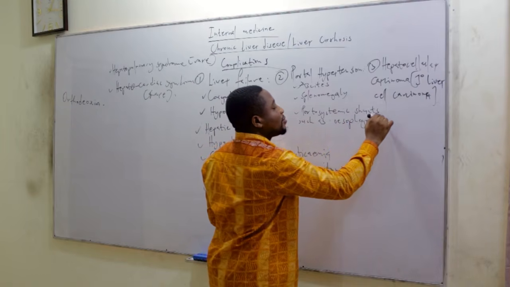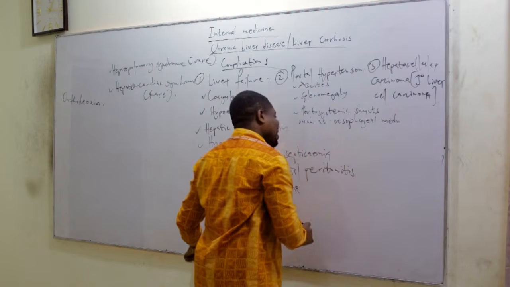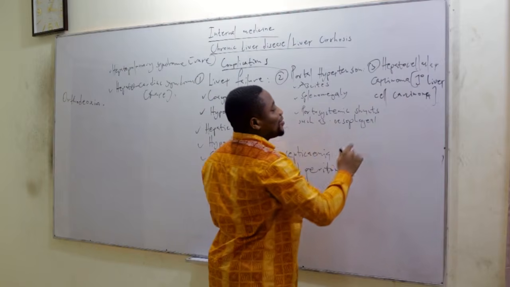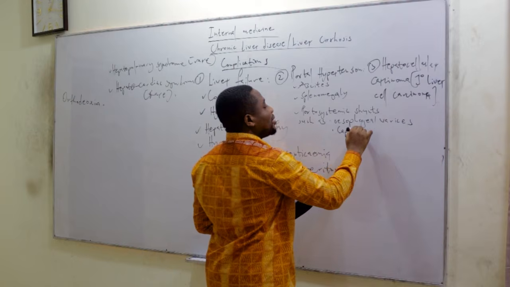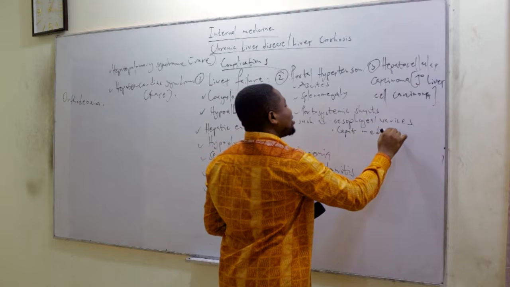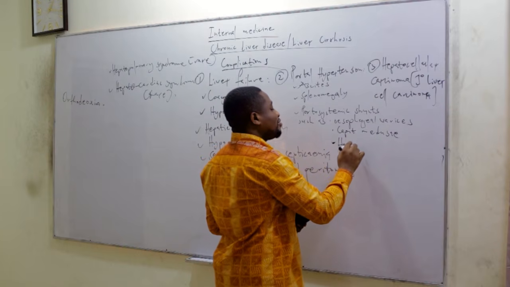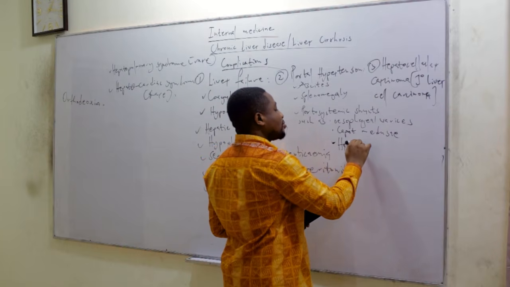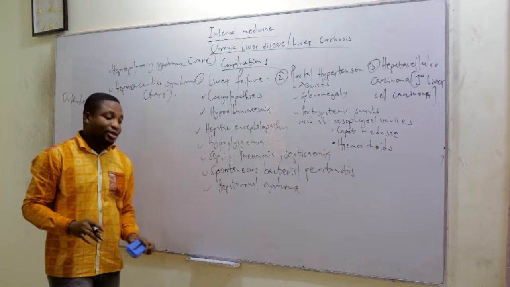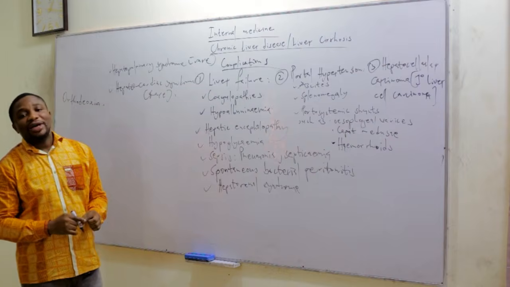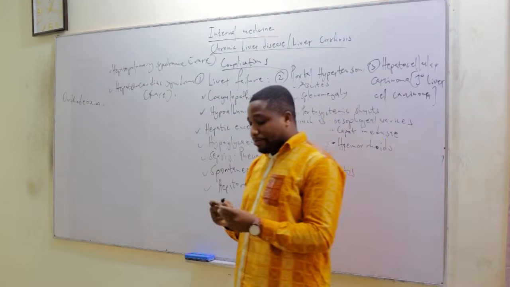And also caput medusae. Esophageal varices. Caput medusae. Then we can also add anorectal varices, hemorrhoids. That's correct. Very good. Okay, now we are going to take some of them and comment on them.